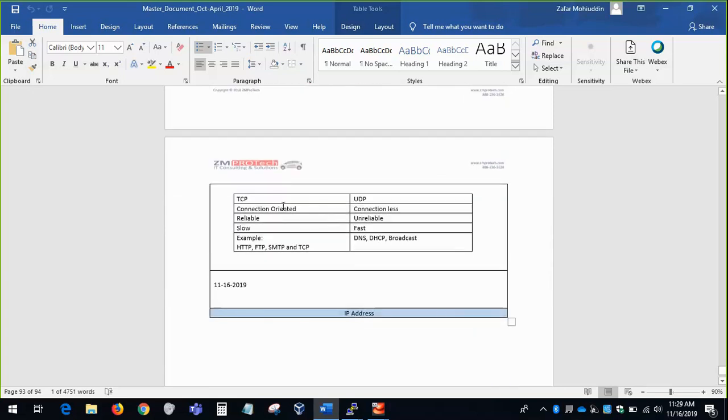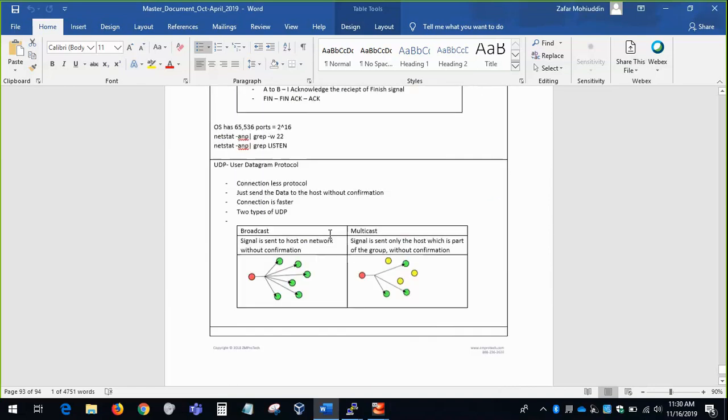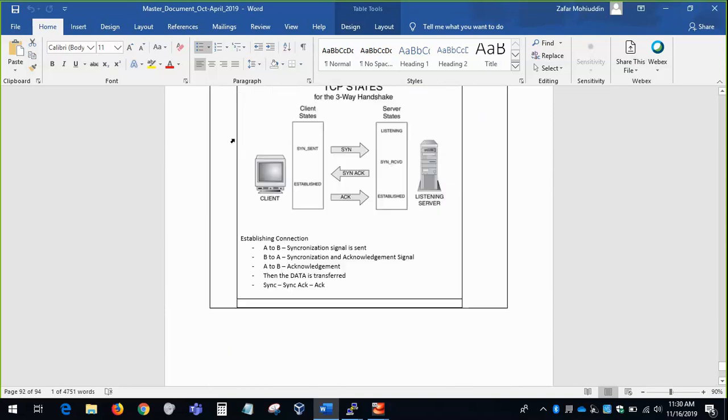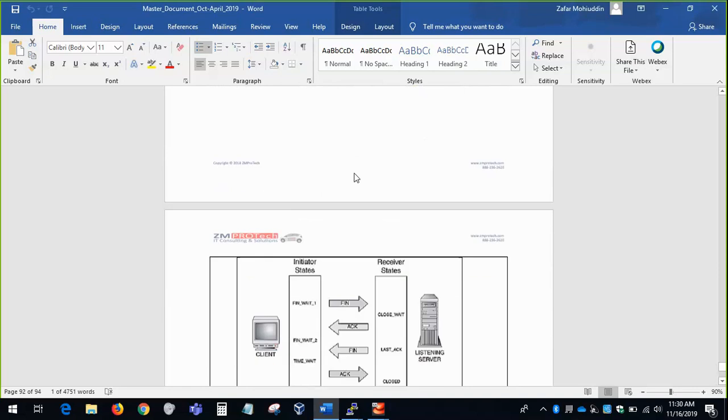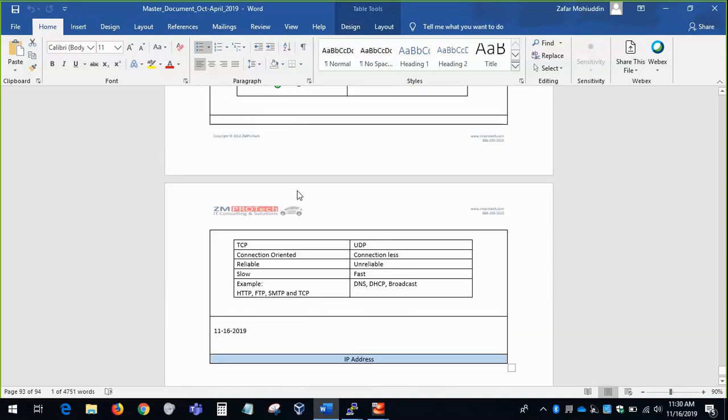So here's the information I put in here. What is the difference between TCP and UDP? TCP is connection oriented. That means it establishes the connection and makes sure the connection is there. And UDP is connectionless. It doesn't care whether the connection is established or not. It just throws out the information on the network. TCP is reliable and UDP is unreliable.